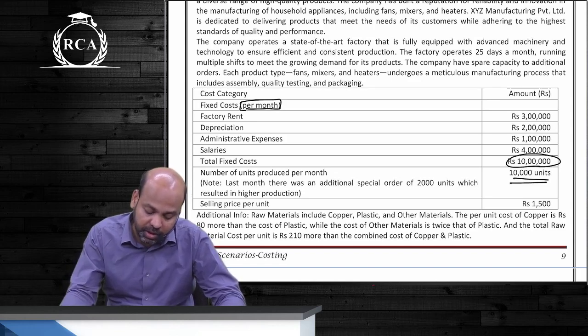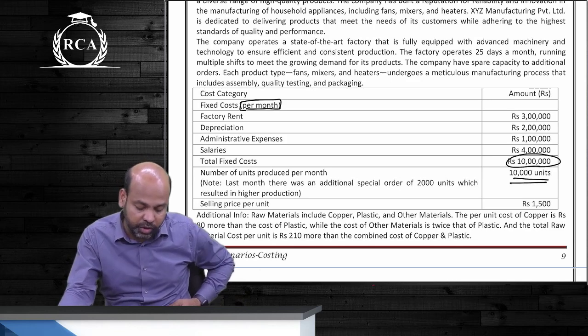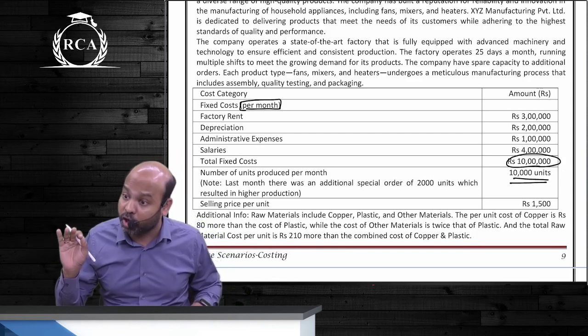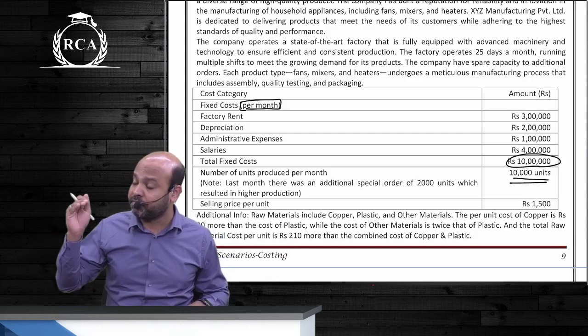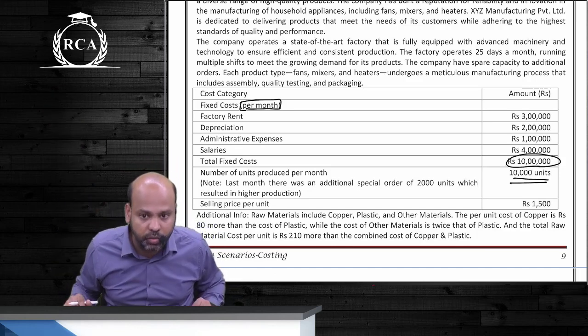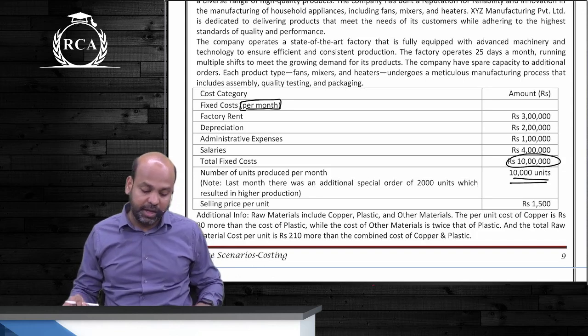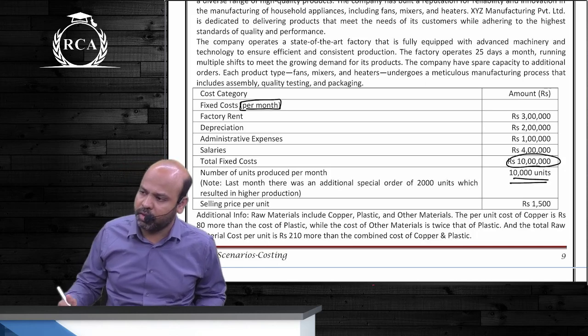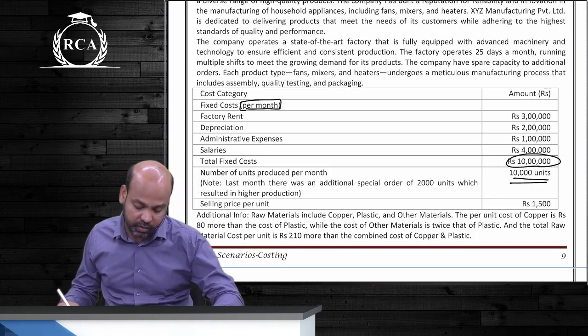Note, last month there was an additional special order of 2,000 units which resulted in higher production. Meaning 10,000 is normal production. Last month we manufactured 12,000 units. Not every time we manufacture 12,000 units. Selling price per unit is 1,500. So we got selling price, we got production, guys, and we have fixed cost.